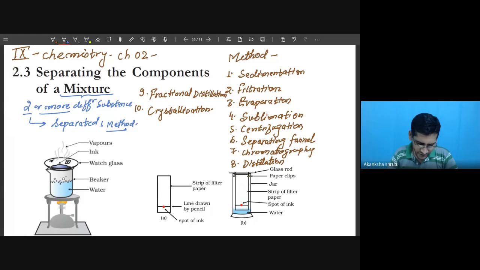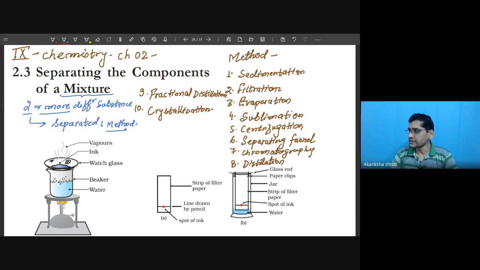Today we are going to learn in detail about the different methods used for separating the components of a mixture. What are the different methods that we have already tabulated in the last class? The methods used for separating the different components of a mixture could be sedimentation, filtration, evaporation, sublimation, centrifugation, separating funnel, chromatography, distillation, fractional distillation, or crystallization. These are the 10 important methods that we have to learn.